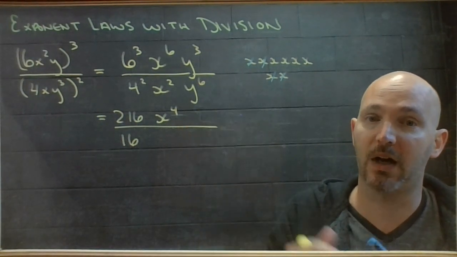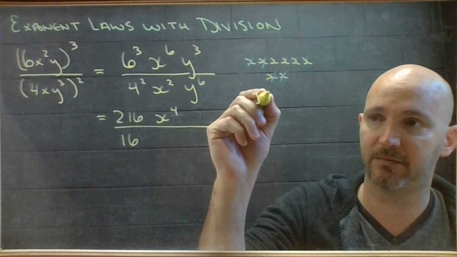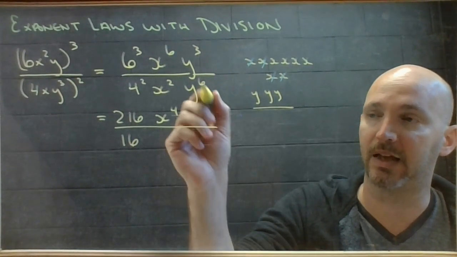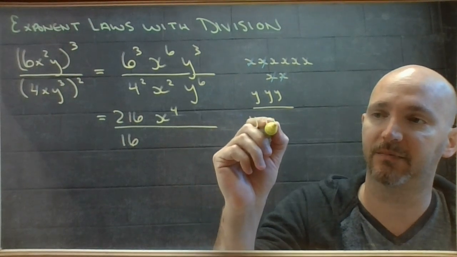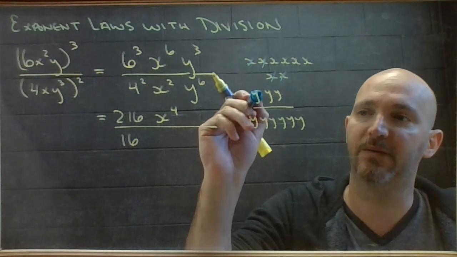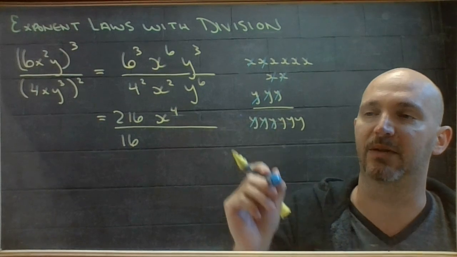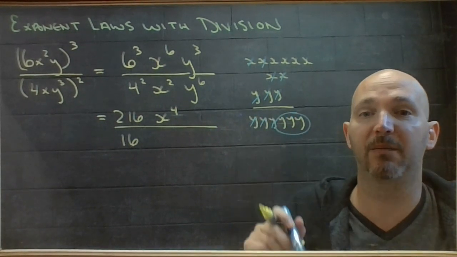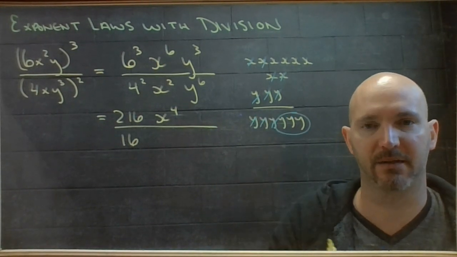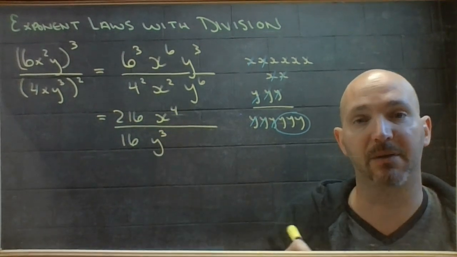If I look at the y's, I have 3 y's on top, and I have 6 y's on bottom. So one of these divides one of those, one of these divides one of those, one of these divides one of those, and I'm left with 3 of them, but they're in the denominator. So in they go. Just keep them down here.